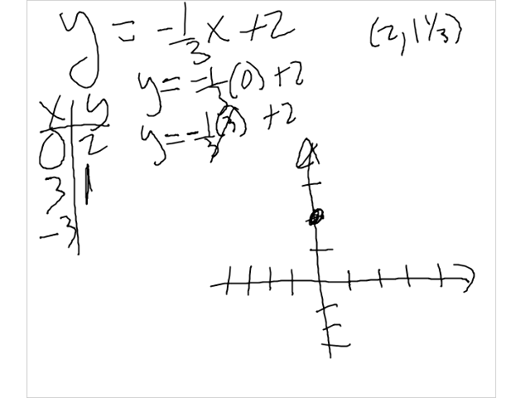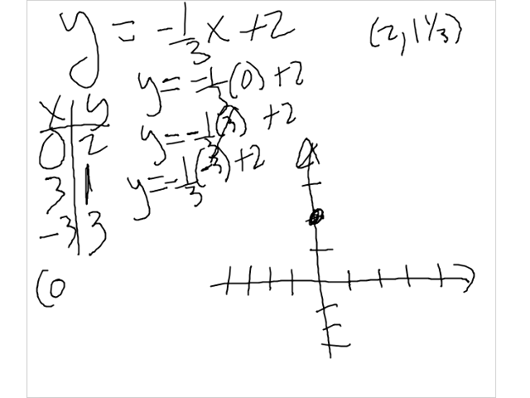Now, the last point we're going to use, we're going to plug in minus 3. y is equal to minus 1/3 of minus 3 plus 2. So minus a third times minus 3 turns out to be plus 1, and 1 and 2 are 3. Okay, so this of course implies 0, 2; 3, 1; and minus 3, 3.